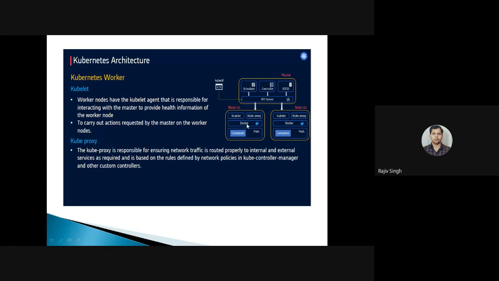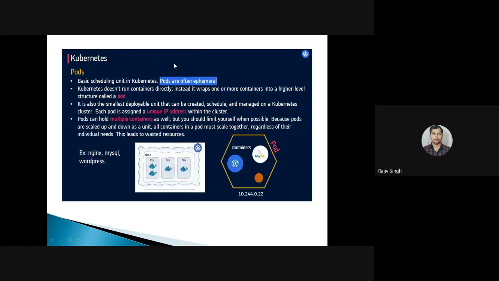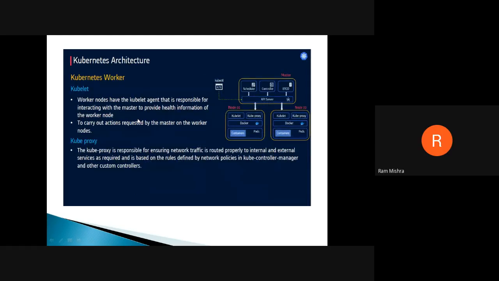The next component is the kube-proxy. Kube-proxy provides the networking. If one pod wants to communicate with another pod inside the cluster, whether on the same node or on a different node, then kube-proxy provides that functionality. So it is used for networking purposes to handle the traffic.